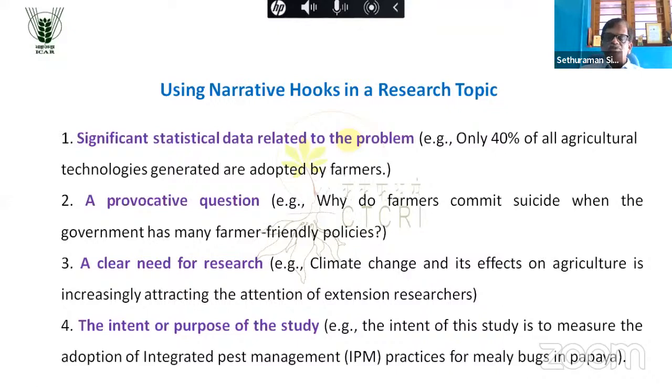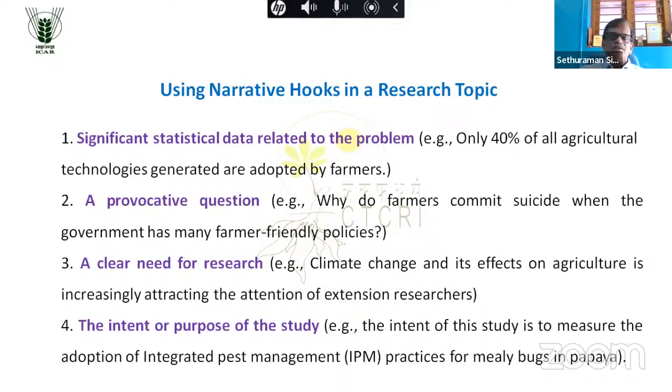Why are people committing suicide when everything is already there? The government is providing so much support. Why in Vidarbha are farmers committing suicide? So many government programs are implemented, and crop insurance is being done effectively. And why are some farmers still committing suicide? Why are they doing it? That means you are doing your research work on farmers' distress and suicide conditions.